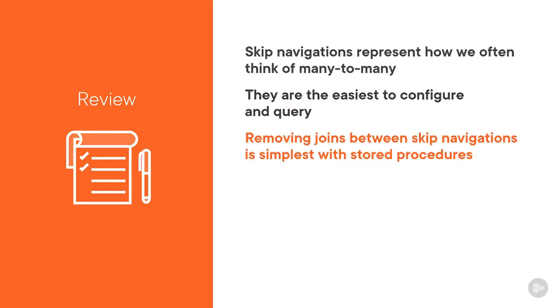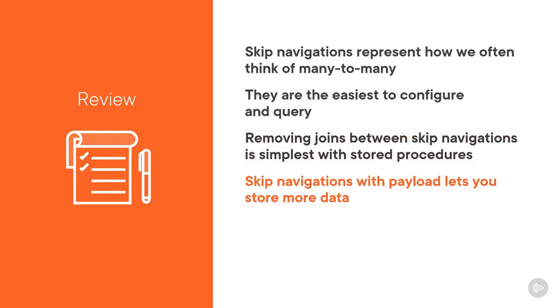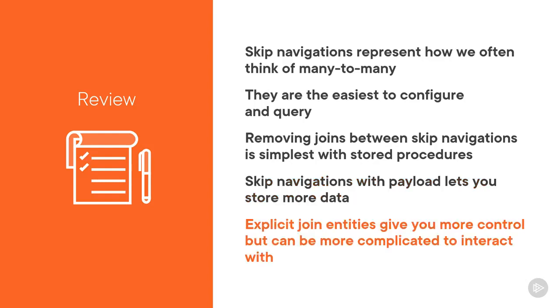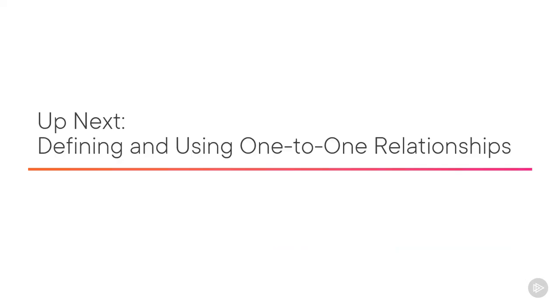Granted, due to the nature of many-to-many, it's a little more cumbersome to remove relationships, but now you know how to get that done. And if you need to track more information about a join, you saw that it's possible to add payload data while continuing to benefit from the ease of skip navigations. And when you need to pull out all the stops, you can always go back to describing the relationship as a pair of one-to-many relationships with a join entity in between. Although doing that will require more effort to code up your queries and connect objects on either end of the relationship. There's one more type of relationship we need to address, which is a one-to-one relationship, and the next module will focus on that.